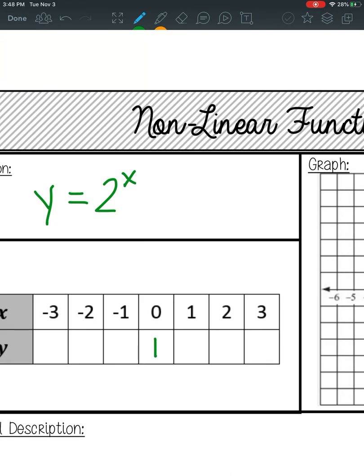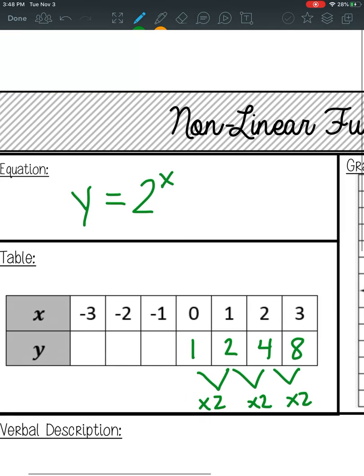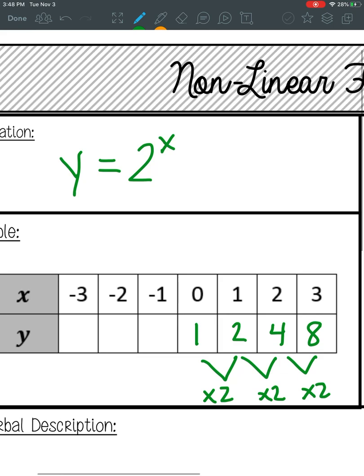I'm going to start with 0 again. Anything to the 0 power is 1. We're going to learn that in the next bundle. 2 to the first power is 2. 2 to the second power, 2 squared, is 4. 2 to the third power, so 2 times 2 times 2 is 8. So you can kind of see there's a pattern for sure. 1 to 2, we're going to multiply by 2. 2 to 4, we're going to multiply by 2. 4 to 8, so on.